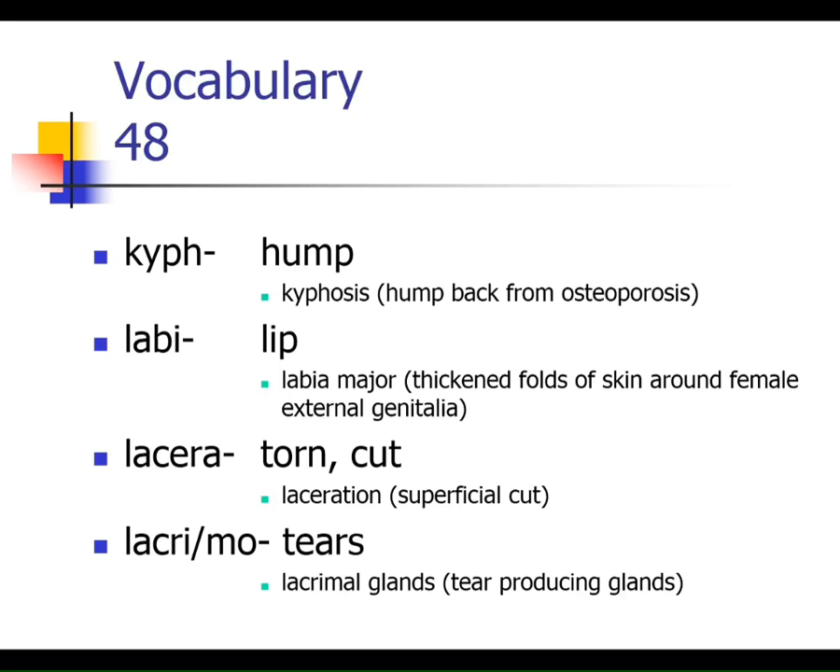Labi, or labio, meaning lip. Lacera, if you have a laceration, you have a tear or a cut. And lacrimal, you've seen the lacrimal bone. It's right there by the tear ducts. Your lacrimal glands are your tear-producing glands, and they drain into the lacrimal duct right there at the base of the lacrimal bone.